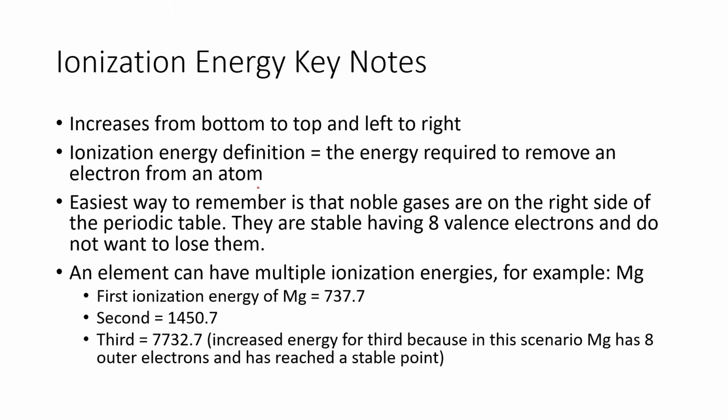Since noble gases are already stable, they have the highest ionization energies because they really don't want to give up that electron. Another important thing that we need to know is that an element can have multiple ionization energies. For example, magnesium has 2 valence electrons. Removing the first and second electrons don't really require much energy, but removing the third requires a lot of energy, as we can see here.